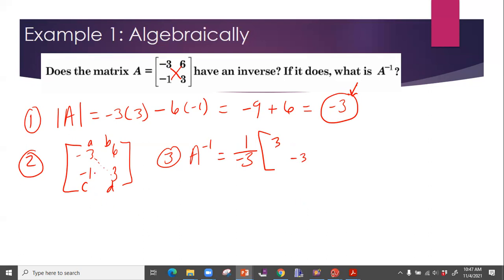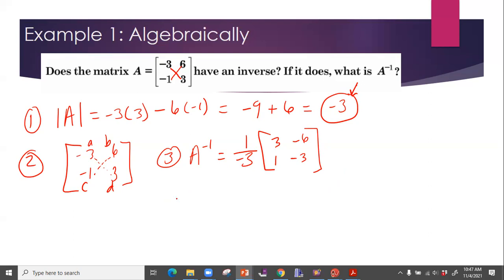And then on the second diagonal, we're going to change their signs. So instead of -1, it becomes a +1. Instead of a +6, it becomes a -6. And that's plugging into the formula. How do we feel about the formula? So hard. So hard, I know.